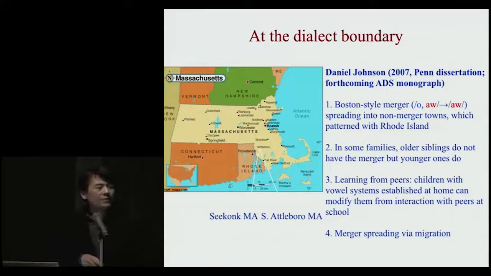So this has to be learning from peers, namely children who have a vowel system at home, usually learned from their parents, interacting with children from a different dialectal background and learning their system. And this is clearly a case of influence due to migration. So what we're interested in is what kind of population mixture would trigger a deep change of the sort that we're seeing in the span of 3 to 5 years?